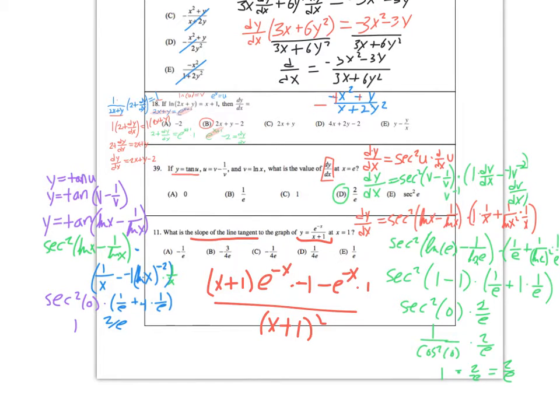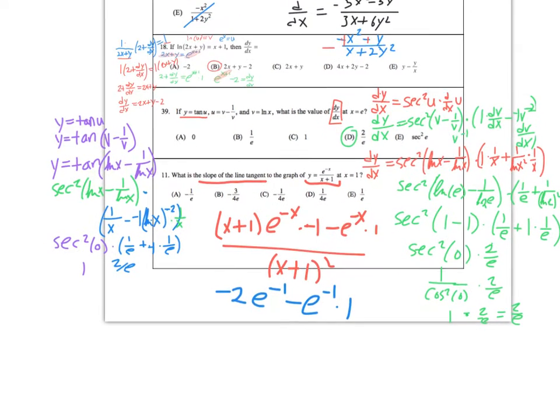I might plug in 1 now before I try to simplify, just because I'm feeling kind of saucy, and let's see where that goes. 1 plus 1 is 2. E to the negative 1 minus, that's times negative 1, so let's make this negative 2. Then we're going to be minusing e to the negative 1 times 1. And on the bottom, I plug 1 in, I get 1 plus 1 is 2 squared is 4.